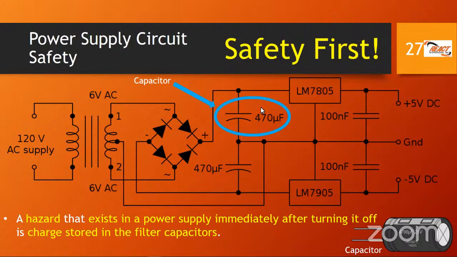So for safety purposes, we need to be aware of capacitors in circuits. And that's the exam question. It says that a hazard exists in a power supply immediately after turning it off because of the charge stored in filter capacitors. This is what a capacitor may look like, and it may store or hold a charge. And we think that it's dead. We think that it's safe, but the capacitor is keeping that charge, that energy, on the inside, and that could cause a spark. It can cause injury depending on the voltages involved and so on. So bear that in mind. That's a safety consideration with power supplies, the capacitor inside.